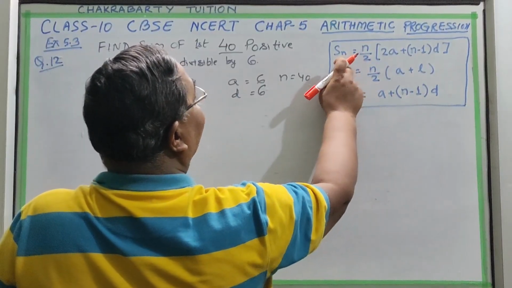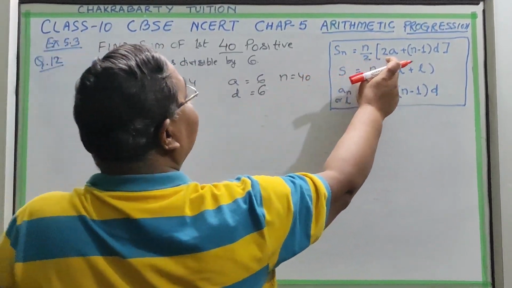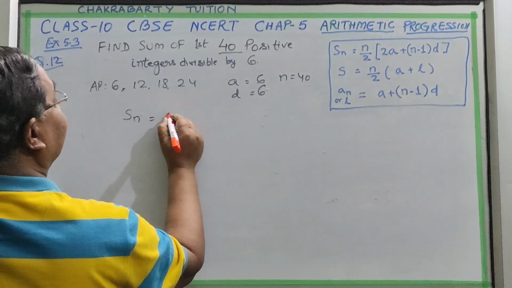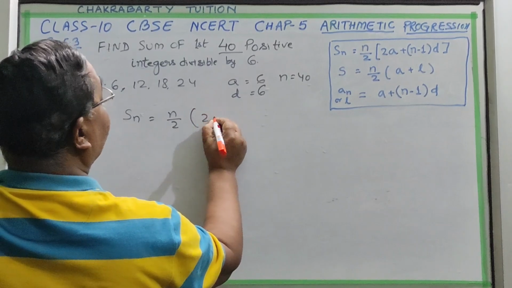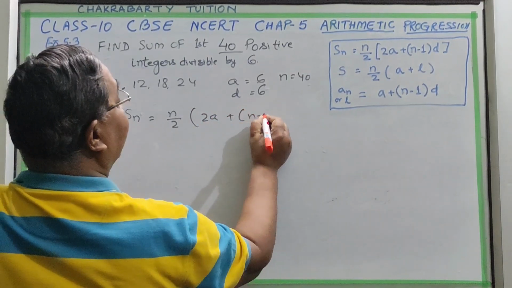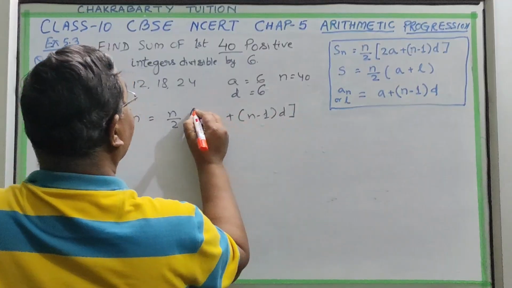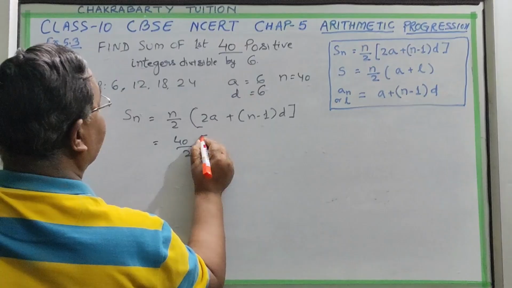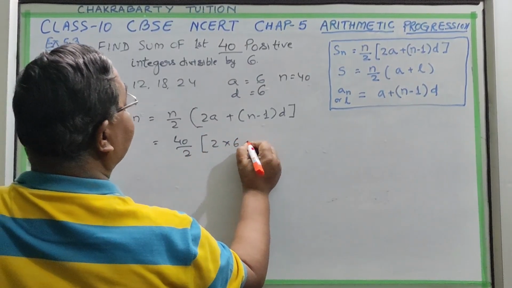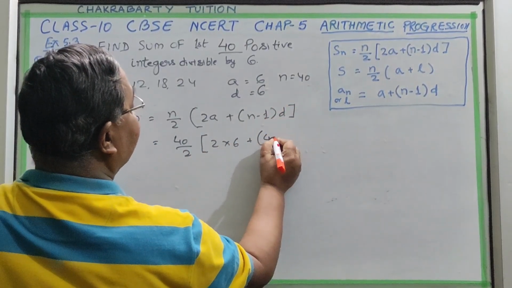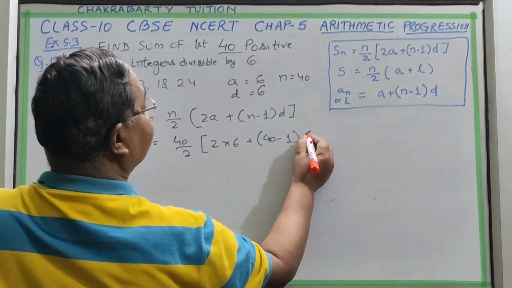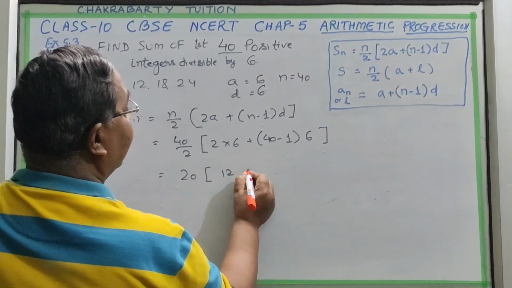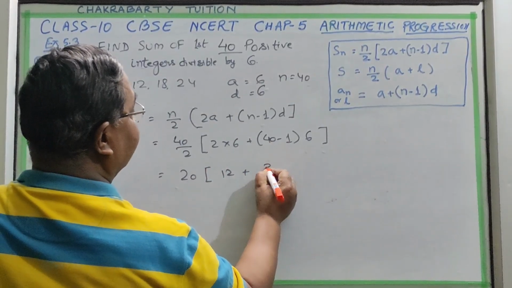For the sum we will use the formula, where N, A and D are given. So Sn is equal to N upon 2 times (2A plus (N minus 1) D). Here N is equal to 40, so 40 by 2, 2A is 2 times 6, plus (40 minus 1) times D, which is 6. So it will be 20 times (6 twos are 12, plus 39 into 6).